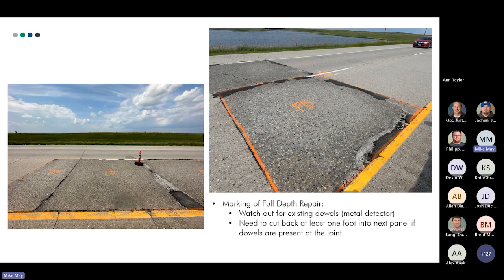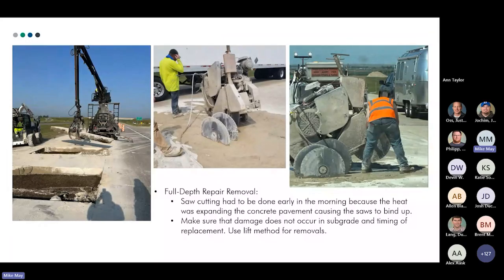Basically, you want to cut past that dowel, so you're actually going to take about a foot back into the good concrete on the other side when you do your full depth, just so you can cut out if there is any dowels in there or anything. Rebar, you cut that out so you have good fresh concrete to tie into. Now here's our full depth repair removal.